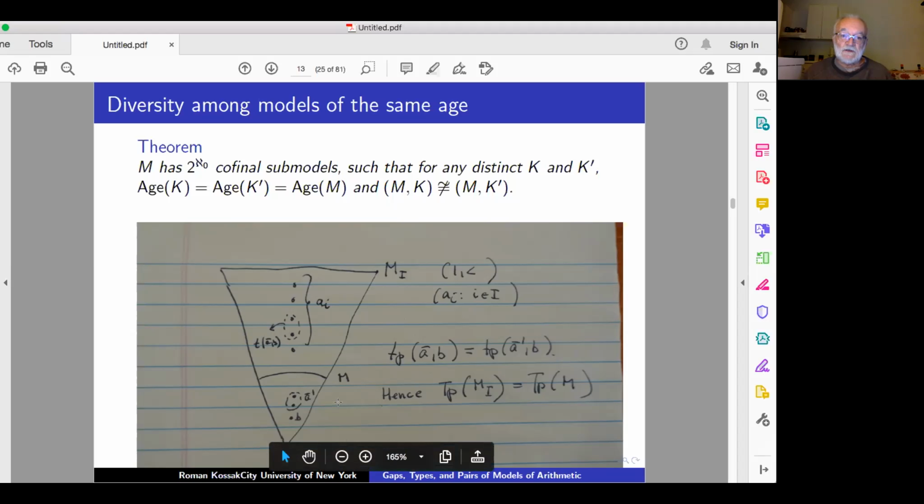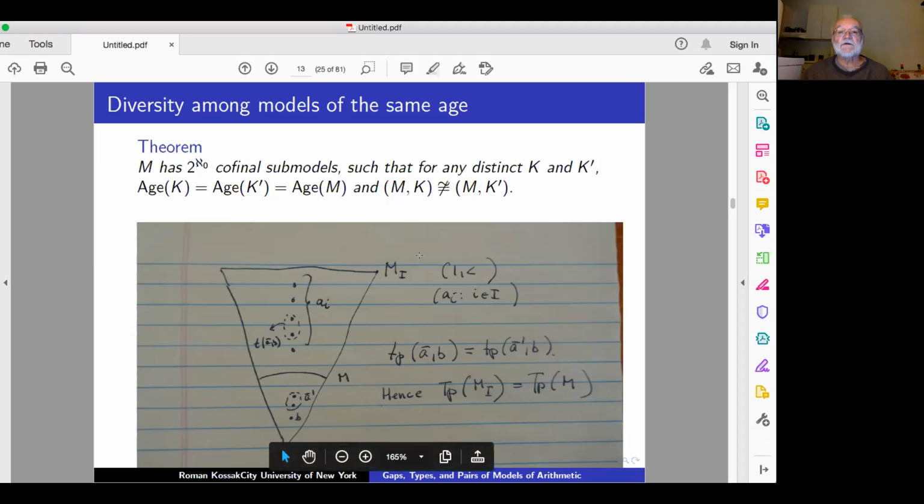So you go lower down to M, above B, and there will be a sequence of parameters ordered the same way as those parameters in the type. But now the type of a-bar b will be the same as the type of a-bar prime here in M, so it's already realized in M, it's an element of M. So we are not adding any new types to M.